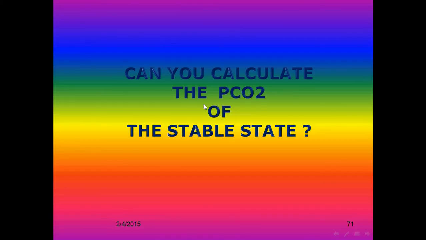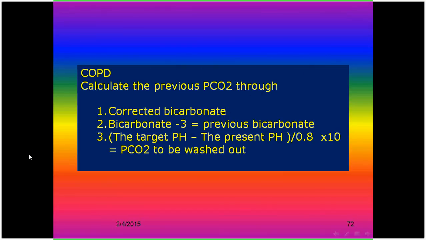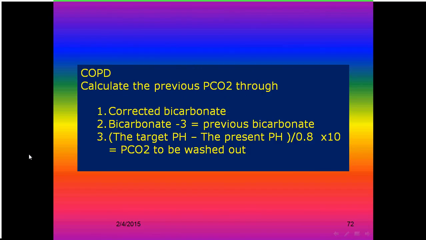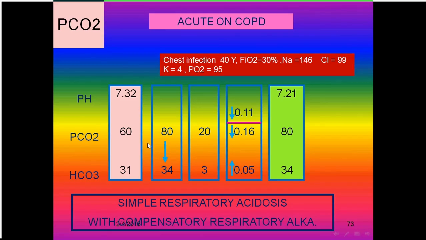Can you calculate the partial pressure of carbon dioxide in the stable state? Yes. We have two important methods. Number one, you can calculate it using the corrected bicarbonate, or bicarbonate minus 3, or the target pH. Let us see. Number one, simply, if you have a patient with a pH of 7.2, a partial pressure of carbon dioxide of 80, and this bicarbonate, this is maybe an acute-on-top-of-chronic sample.